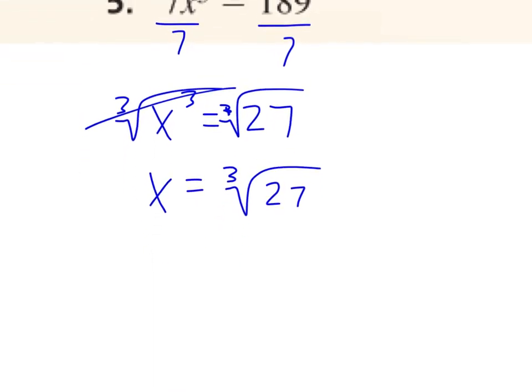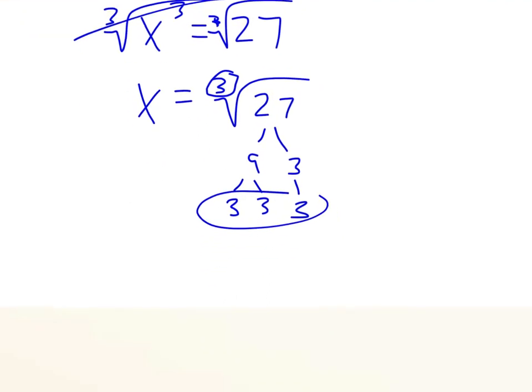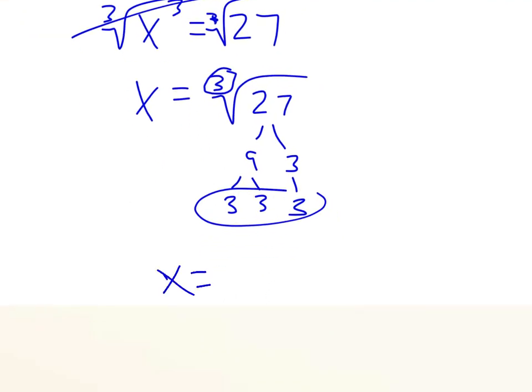Let's see if we can simplify. What are our factors of 27? 9 and 3. Factors of 9? 3 and 3. Circling groups of how many? 3. So x is equal to 3.